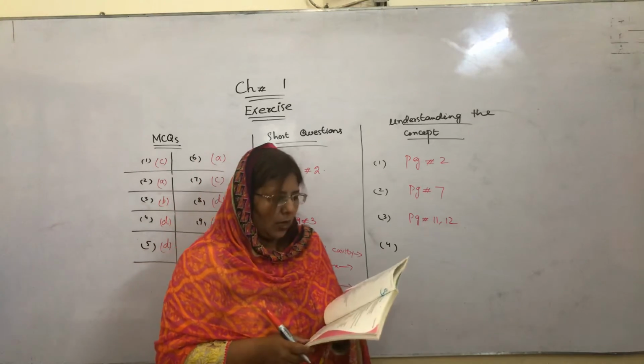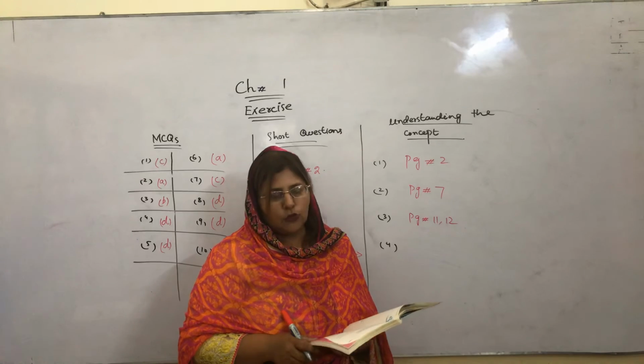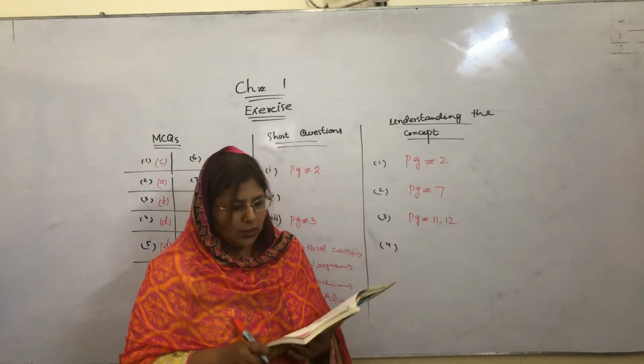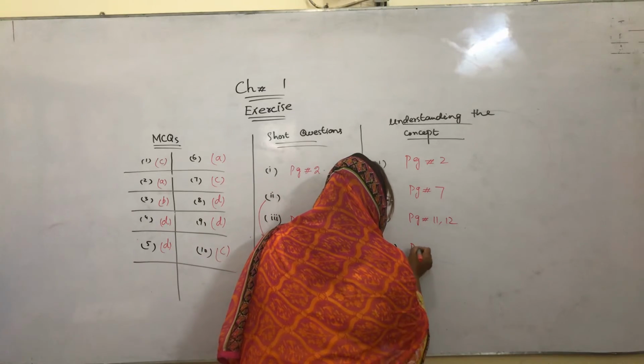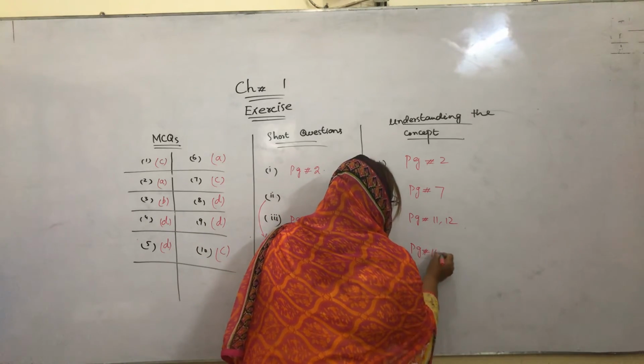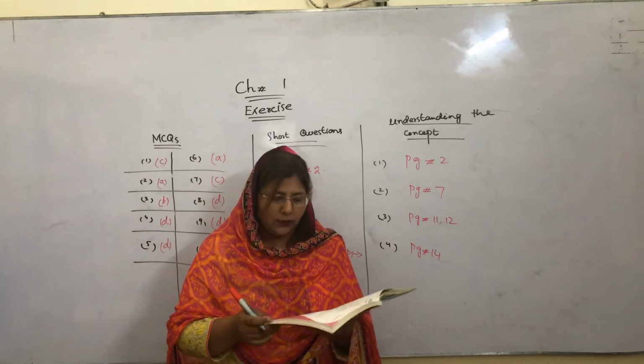Question number 4, how does tobacco smoke damage the respiratory system? These are the bad effects of smoking, and you can find the answer on page number 14. Also I have given these points in your homework in written form.